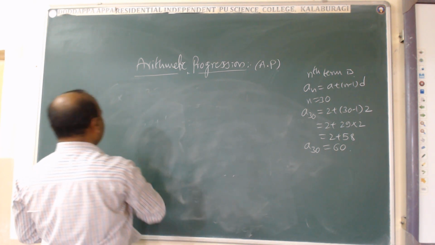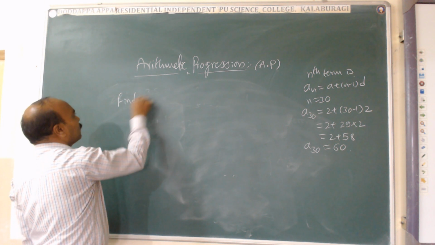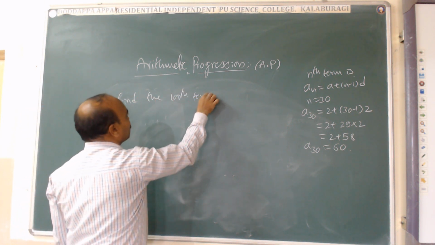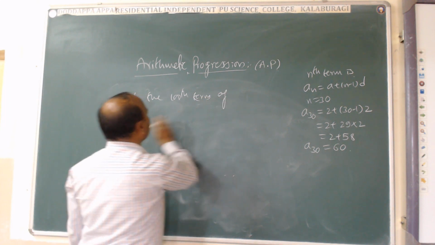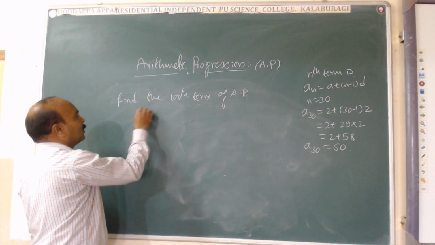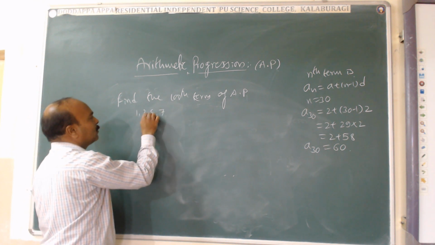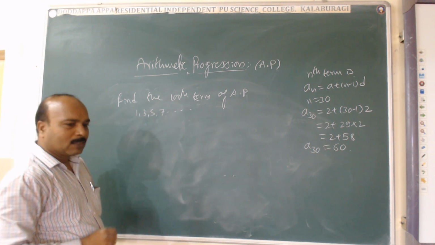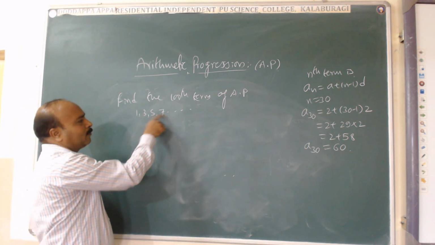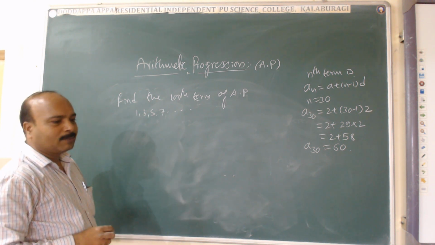Find the 100th term of the AP 1, 3, 5, 7, and so on. Now it is an arithmetic progression, because here the common difference is the same for every pair of consecutive terms.